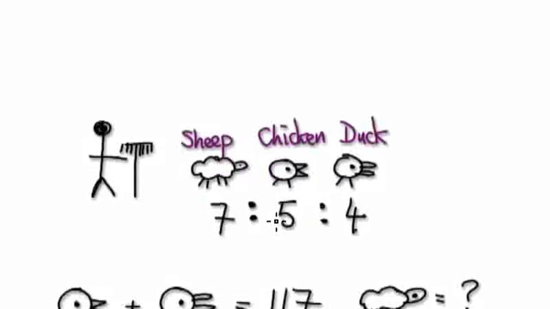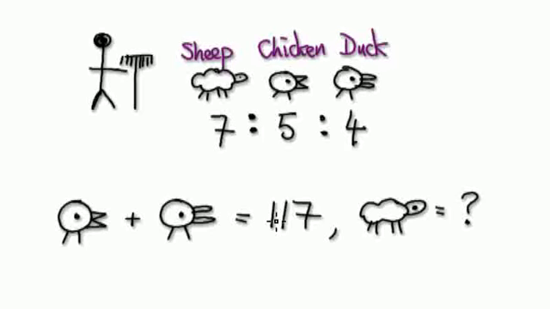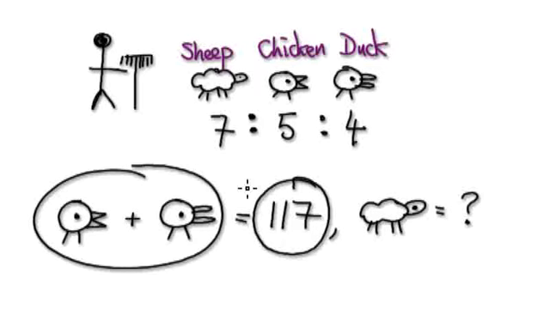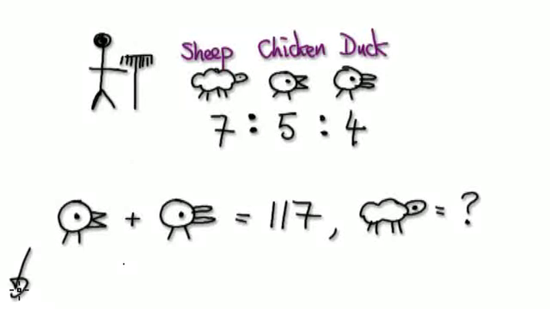Okay, next question here. This one's quite tricky. Here you're told that the total number of chickens and ducks comes to 117. How many sheep are there? So the total number of chickens and ducks is 117. How many sheep are there? Anyway, press pause and have a go.